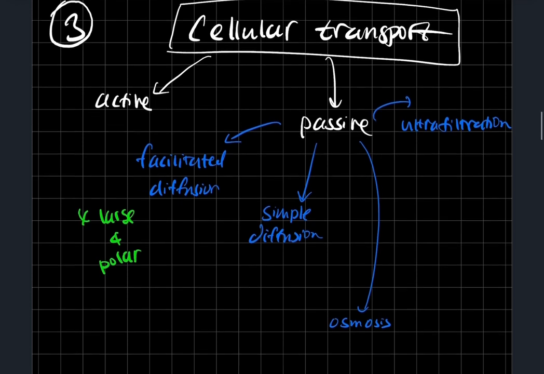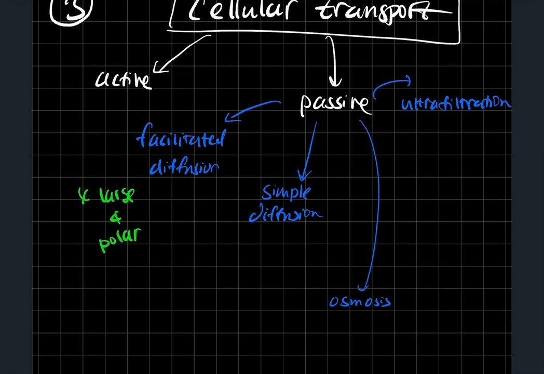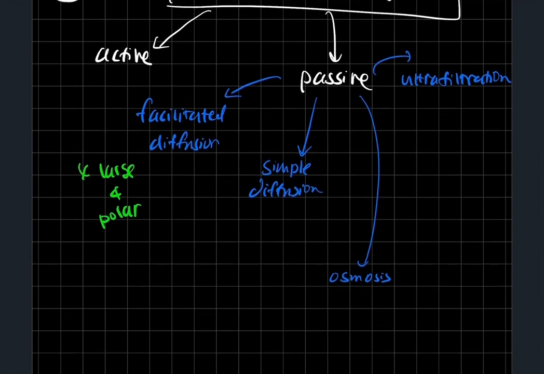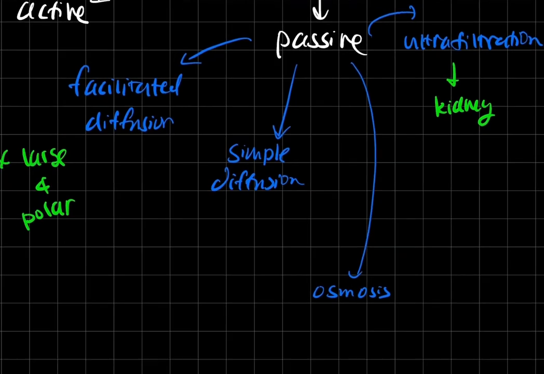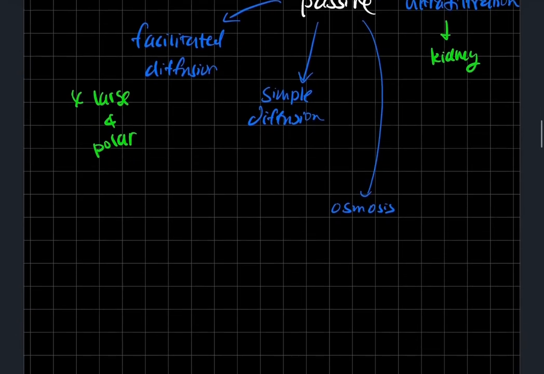And then there's the simple diffusion. So just know that simple diffusion can occur in the living as well as the non-living. And then there's the ultrafiltration, which actually happens in the kidney, at least one of the locations. And then there's the osmosis. And here we have 3 clinical scenarios.